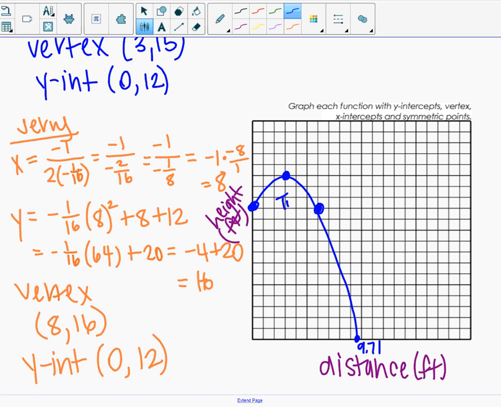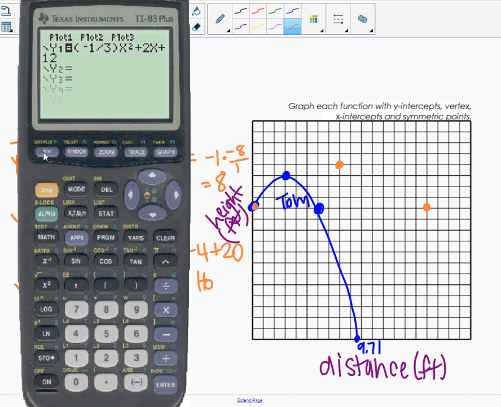Now, before we go and answer the question, let's finish Jerry's graph. Jerry's also at 0, 12, but his vertex is at 8, 16, so he's over here. Okay, now we went over 8, down 4, so I can go over another 8 and down another 4 to find a symmetric point. Okay. Now for my x-intercept, I'm going to do the same thing. I'm going to go back to my y equals. I'm going to clear out that y equals, and I'm going to put in my new function. So negative 1 divided by 16 x squared, plus x plus 12.